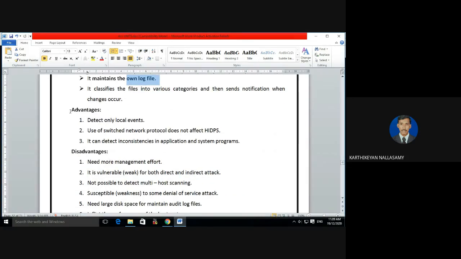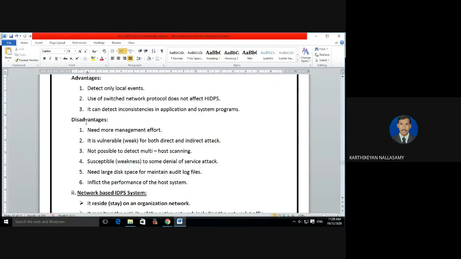Okay, the advantage of this host-based system is that it will detect only local events, exactly because we implemented it only for the local environment, and there is no need for any network-based applications. That means it is not possible to apply the same coverage for the entire organization. There is also a possibility of detecting inconsistencies. Inconsistency means that even if we can't detect an exact attack, there is a possibility of spotting attacks.